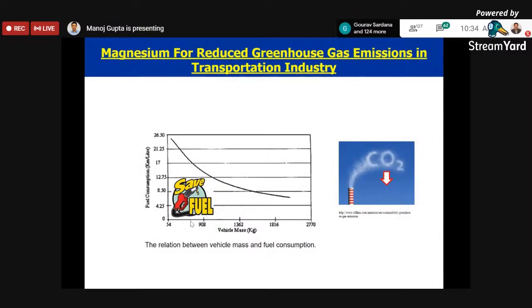When you reduce the vehicle mass, for example, the fuel consumption reduces. So the fuel consumption, once it reduces, you burn less fuel and you bring the CO2 emissions down.